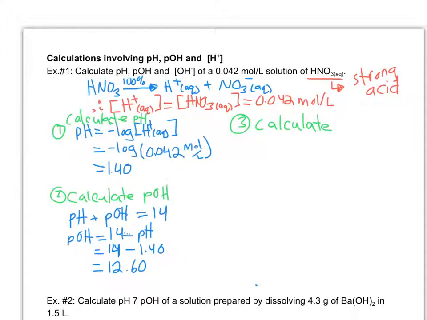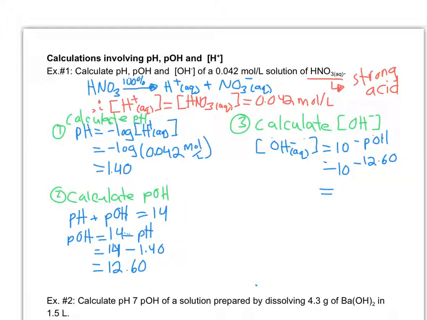the last thing it's asking for, the hydroxide ion concentration, and that's easy enough because we know that the hydroxide ion concentration is going to equal 10 to the negative pOH. So 10 to the negative 12.60. Punch that into your calculator and we get 2.5 times 10 to the negative 13 in our units.